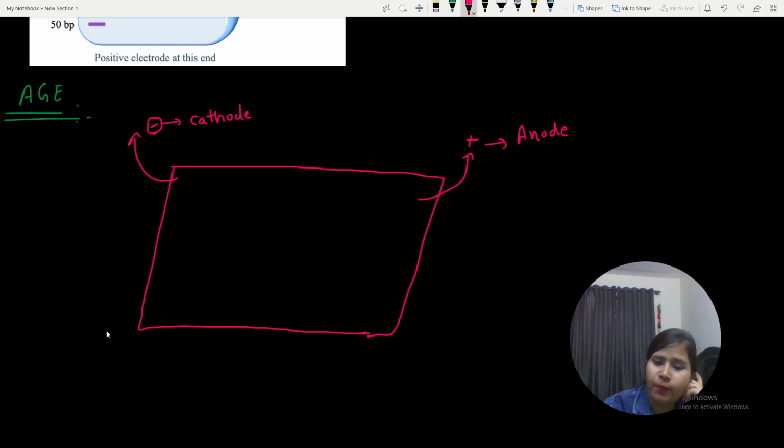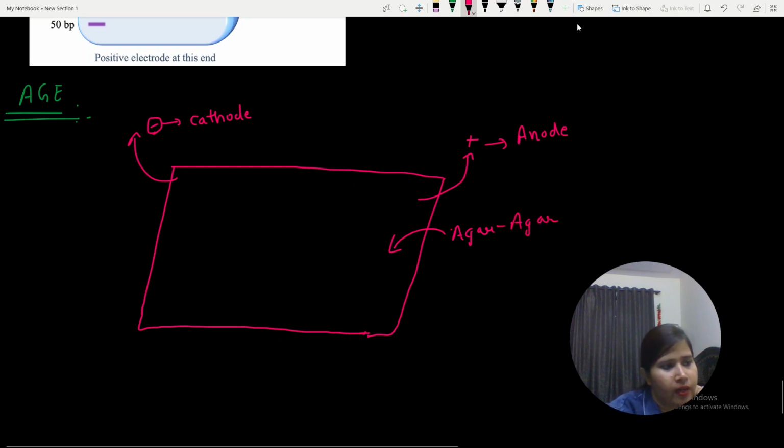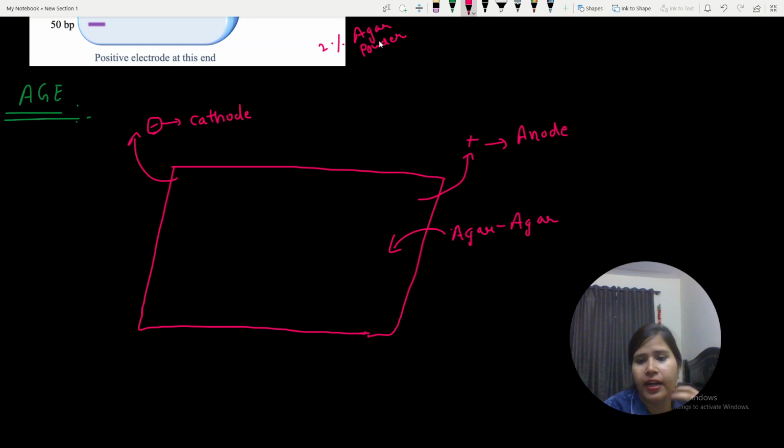In this vessel, we are going to add our supportive media, which is agarose, or we can say agar. So first of all, you are taking 2% agar powder, which is obtained from red algae, Gelidium or Gracilaria, also called seaweed. You add the 2% agar powder in a test tube with some buffer and then boil it. When you boil it, it starts to develop consistency, and it becomes a semi-solid or semi-liquid form.